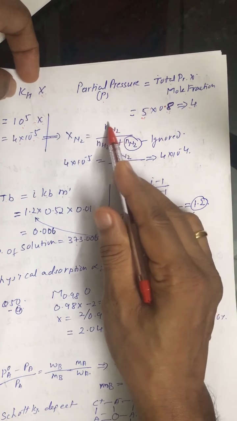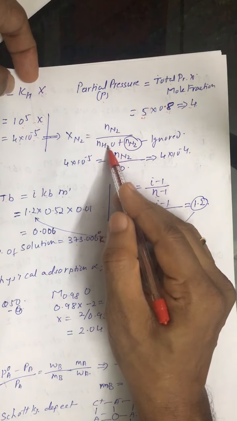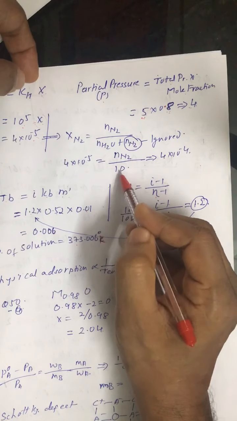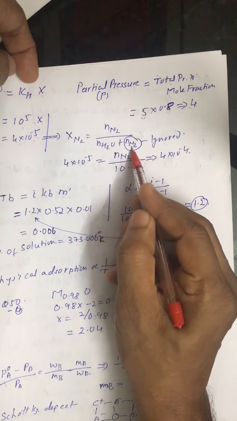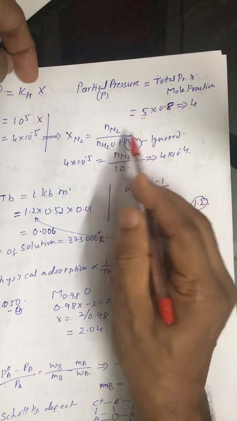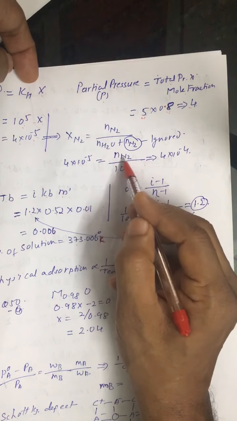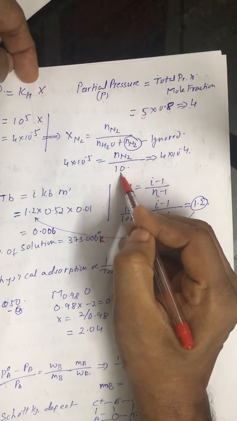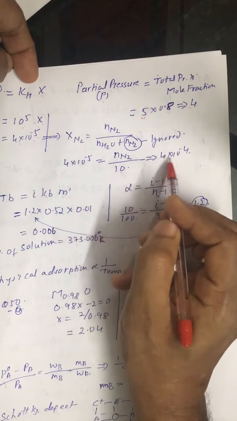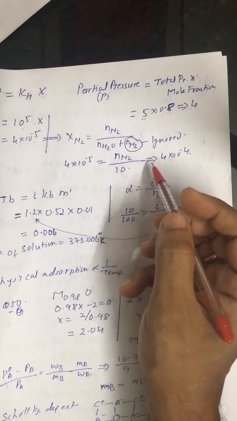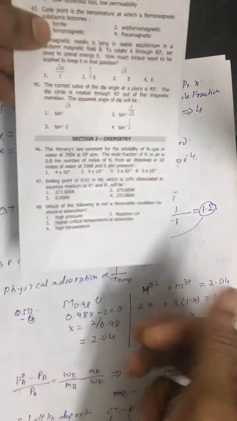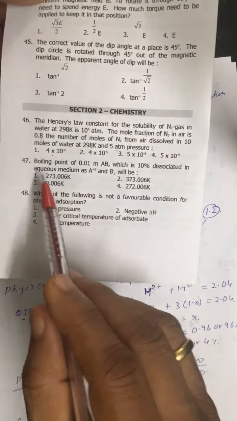Now we want to calculate the number of moles of nitrogen. The number of moles of water is 10, so as compared to 10 moles, the number of moles of nitrogen is ignored. So it is the number of moles of nitrogen divided by 10. So we are getting 4 into 10 raised to power minus 4, the first option. Look at question number 47.